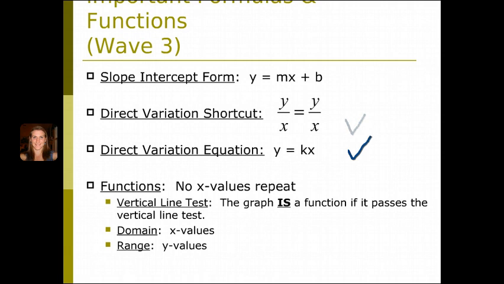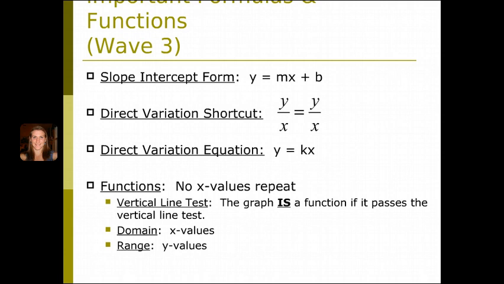It is also important for you to know what a function is. A function simply means that no x values repeat. You can test functions using your vertical line test. If your graph passes the vertical line test, it is a function.